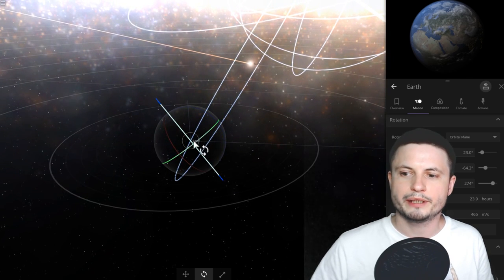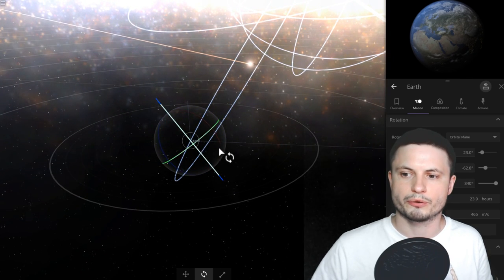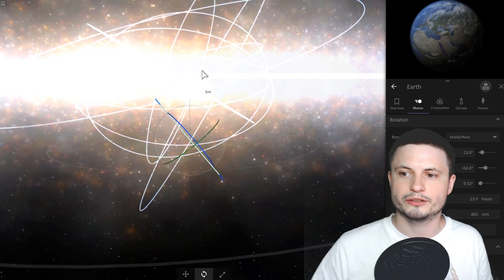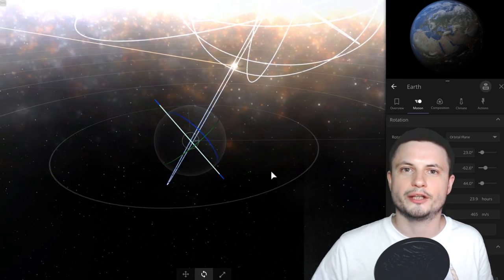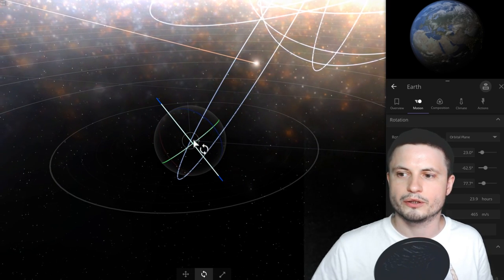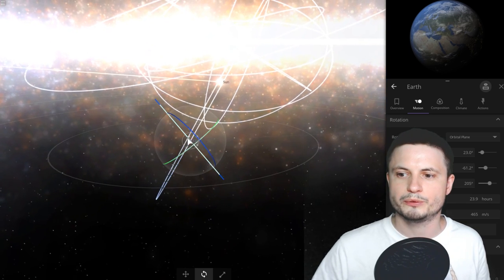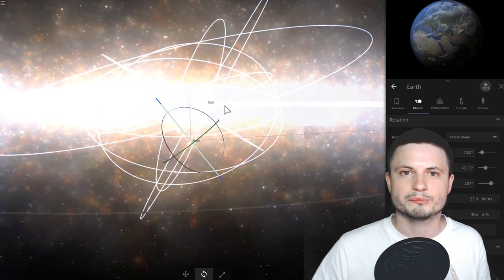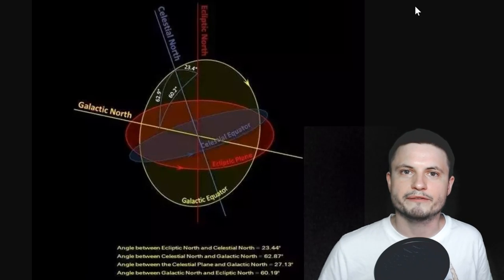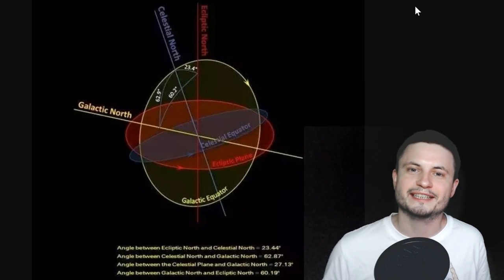The angle between the celestial north, or Earth north, and the galactic north is roughly around 63 degrees. The angle between Earth and the Sun is 23 degrees, and lastly the angle between the Sun and the galactic plane is about 60 degrees. Here's a brief summary of all of this, and yeah, it does get kind of complicated.